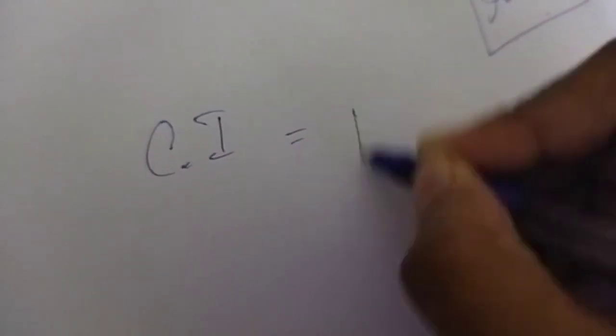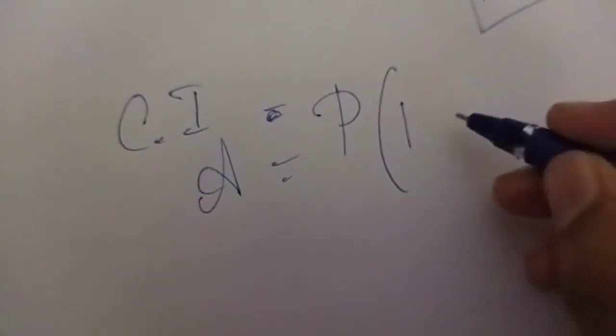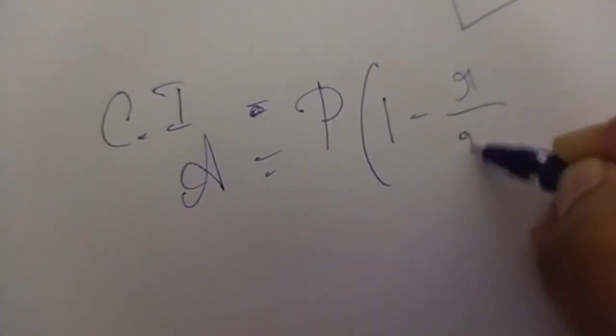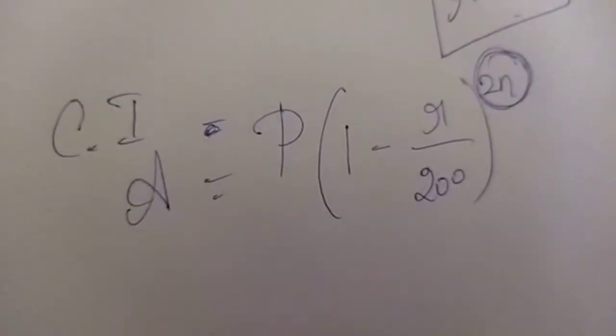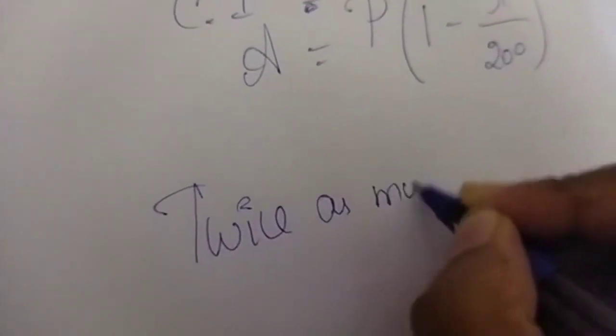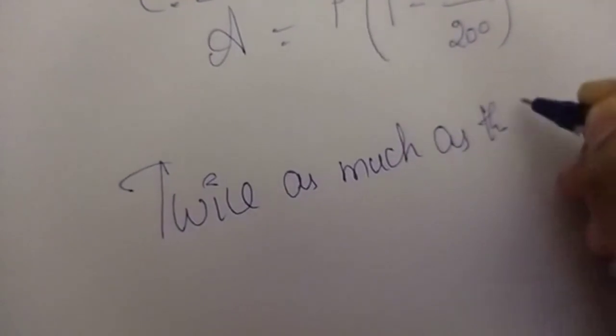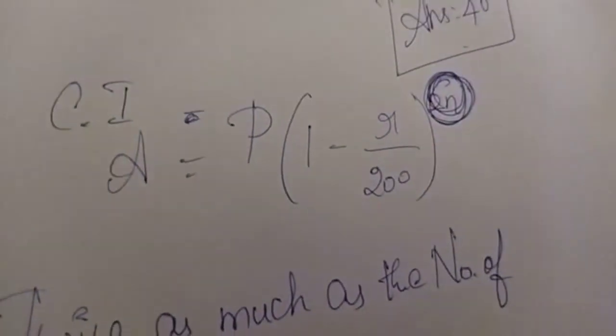What time period is taken when interest is calculated half yearly? When compound interest is taken half yearly, the formula to find amount is principal into 1 plus r by 200 whole to the power 2n. So time period is taken 2 times, so you can write twice as much as the number of given years. In the formula we have 2n, so twice as much as number of given years.